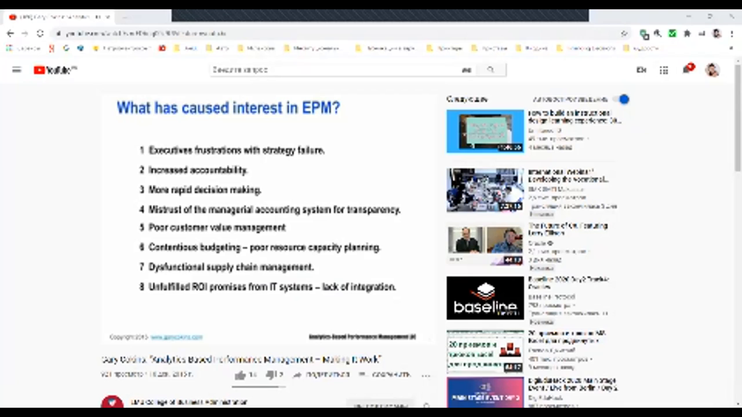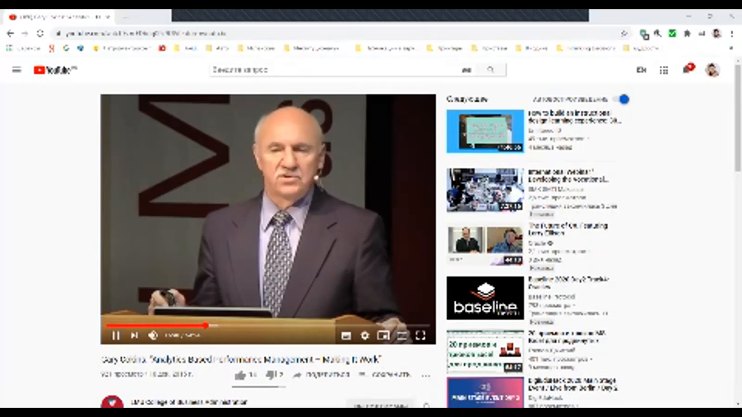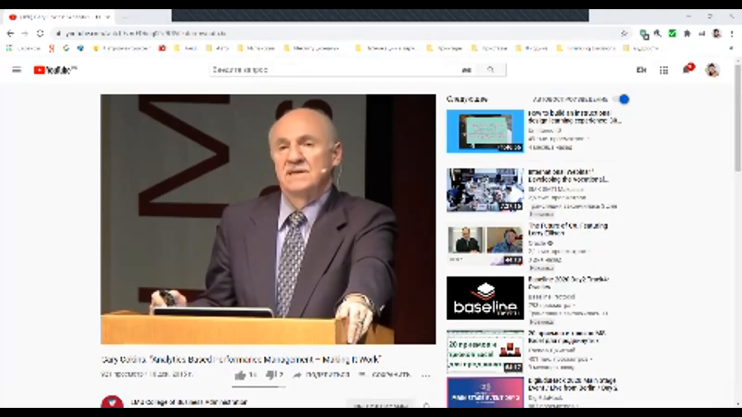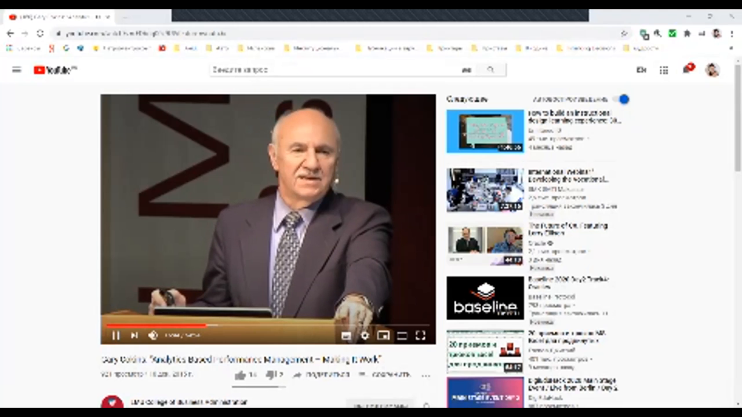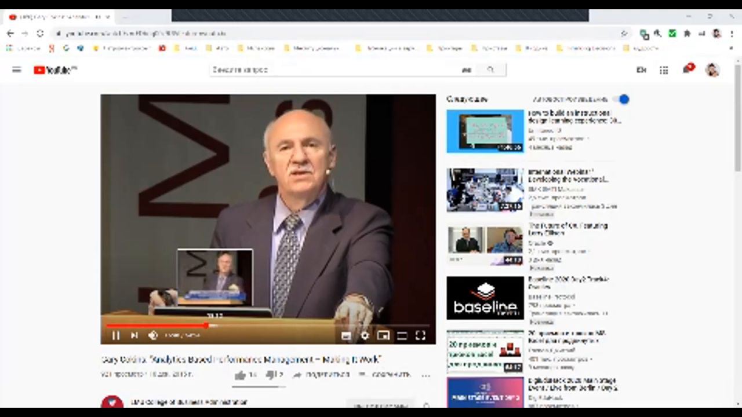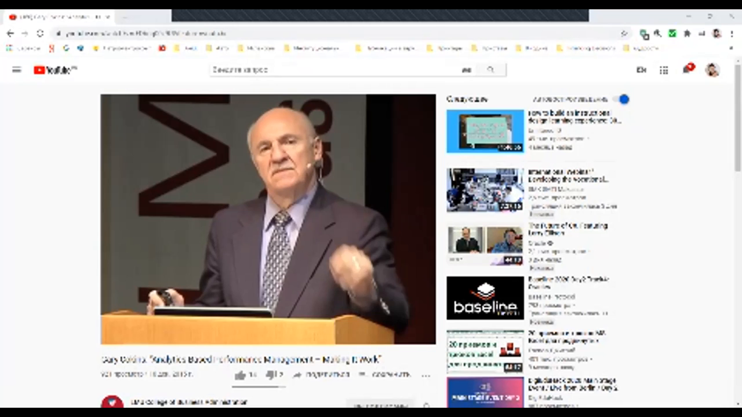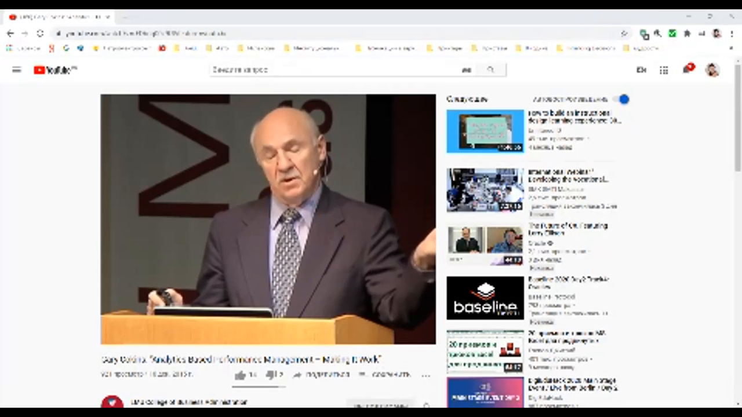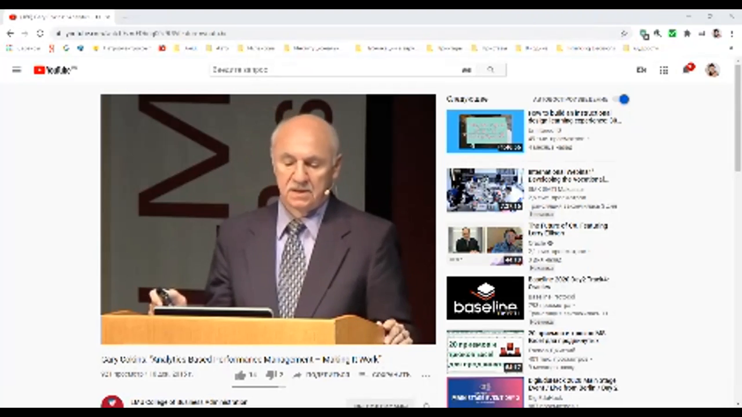Sixth, contentious budgeting and poor resource capacity planning. I'm probably going to shock some of you in the room, maybe all of you. I think the budgeting process is so broken. It is such a disaster. It's out of date in a couple of months after 6 months of preparing it, and has all these problems of managers who pad the budget. And I think the best solution is just destroy it, abandon it, just stop budgeting. But then you have to ask the question, what was the purpose of a budget in the first place, and can we replace what its purpose was? And we'll talk about that in a few minutes.